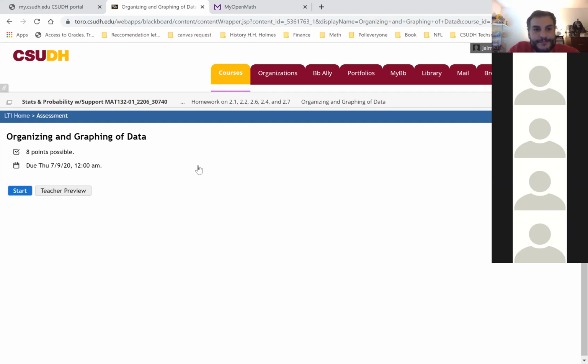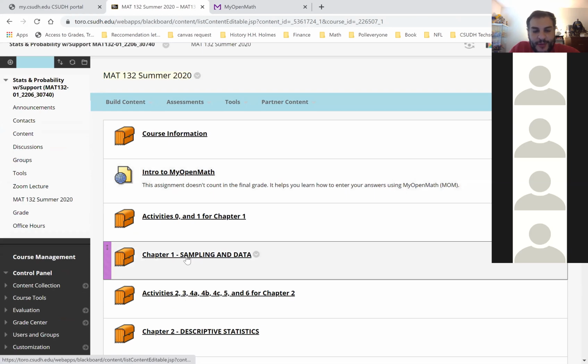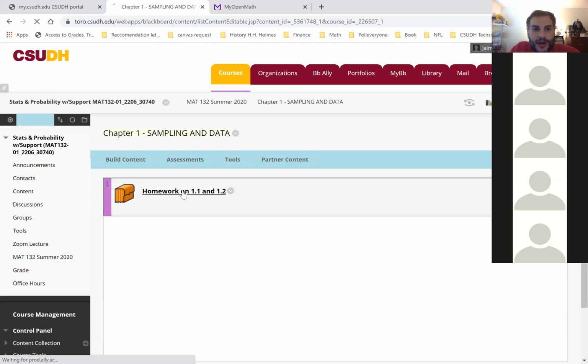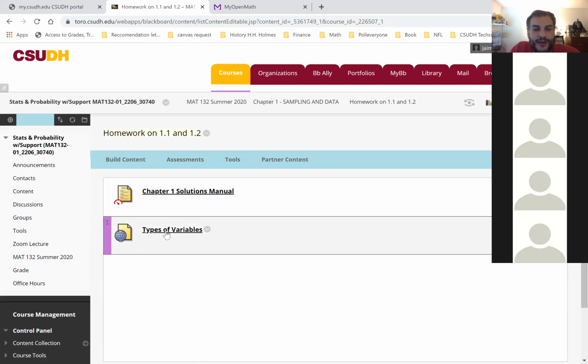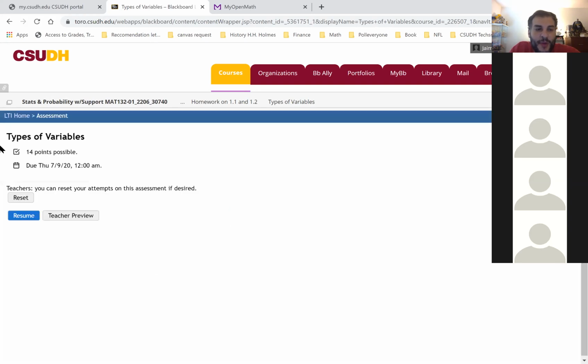What was yesterday's homework? Yesterday's homework is chapter 1, and is type of variable. And that one was already open. So if you go to chapter 1, sampling and data, if you go to homework on 1.1 and 1.2, you go to type of variable. That's the homework that we went over yesterday. So you should be able to do this one. All right, thank you. You're welcome. Any other questions?